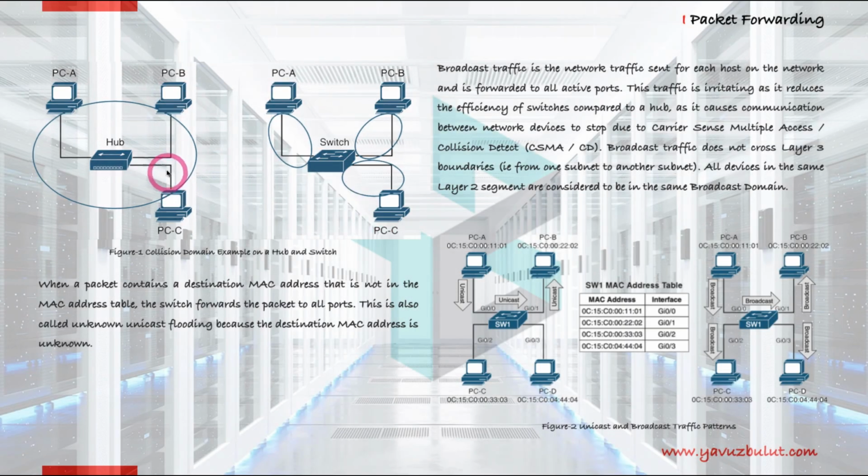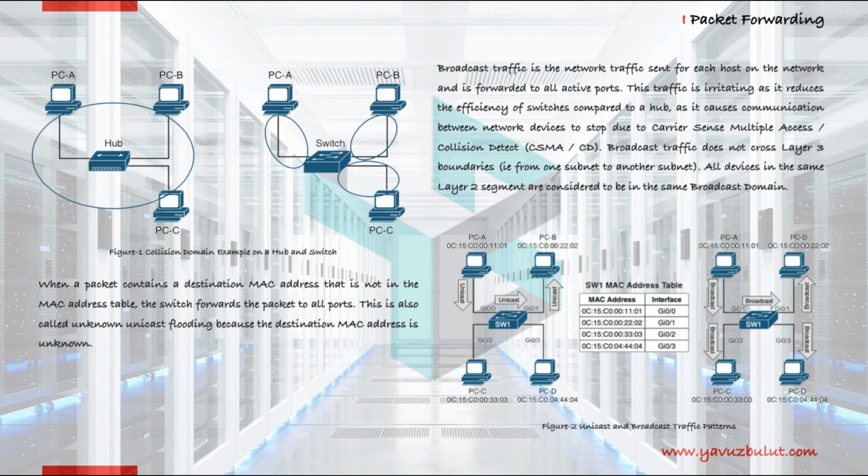In the figure here, the collision domain example of the hub device and the switch device: the hub device transmits the packet to all the users here, so all the users are in the same collision domain. But when we look at the switch here, if there are 3 users, there are separate collision domains among the 3 users. So when the PCA user here sends a packet to PCB, the switch knows which port the target MAC address is on, but the hub does not have such an option. When the PC sends a packet, it forwards the packet to all the active ports.